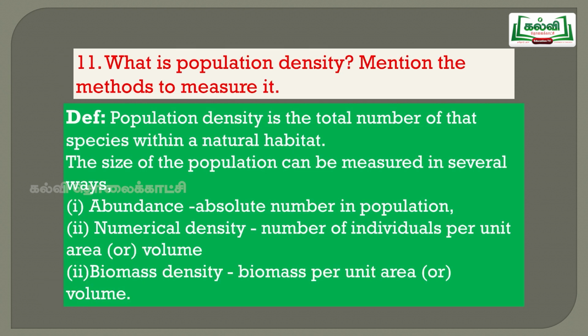The 11th one: what is population density, and mention the methods to measure it. First we have to write the definition: population density is the total number of a species within a natural habitat. The size of the population can be measured in several ways. The first one is abundance, that is the absolute number of the population present. Then numerical density, that means the number of individuals per unit area or volume. And biomass density, that is biomass per unit area or volume. These are the ways you can measure the organisms.